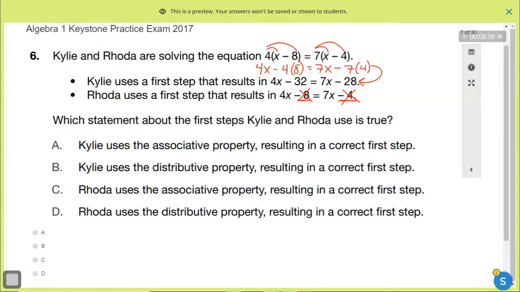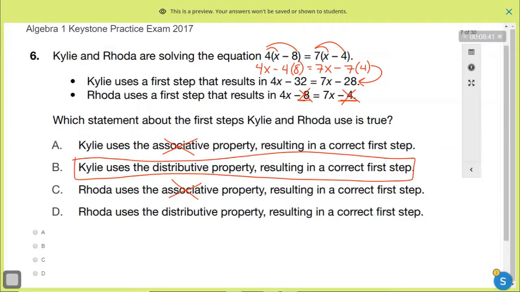So let's read our statements below and see which one describes that. Kylie uses the associative property. Well, we know that's wrong. It's not associative property. I'll eliminate A and C as a result of that. Looking at B now: Kylie uses the distributive property, resulting in a correct first step. Yes, Kylie got it correct. So let's double check D, make sure D is wrong. Rhoda uses the distributive property. Well, she sort of used the distributive property, resulting in a correct, nope, not correct. She had an incorrect first step because she didn't really use the distributive property correctly.